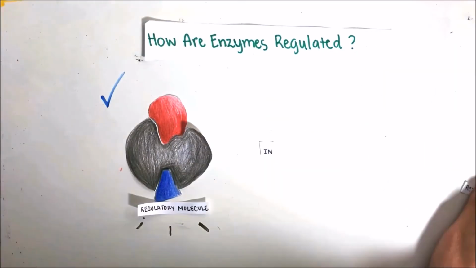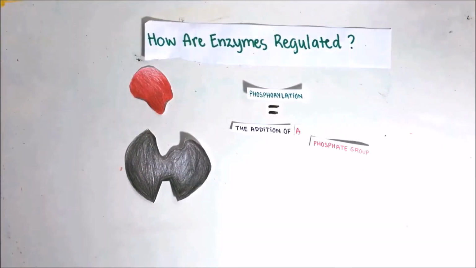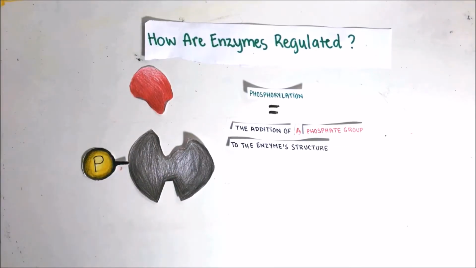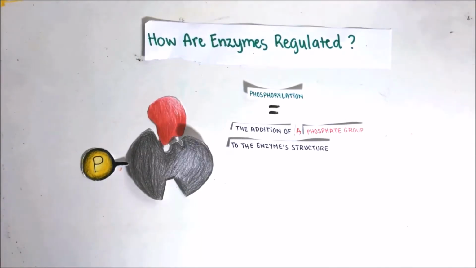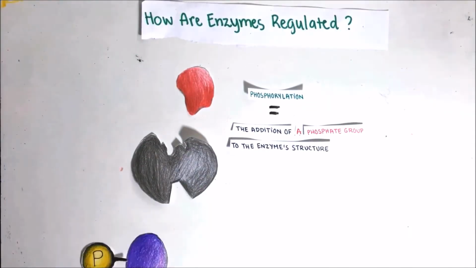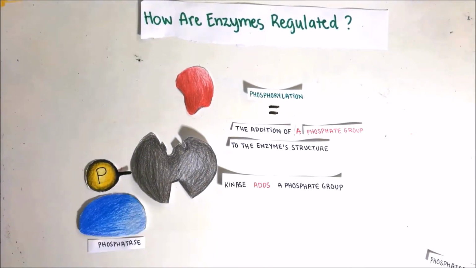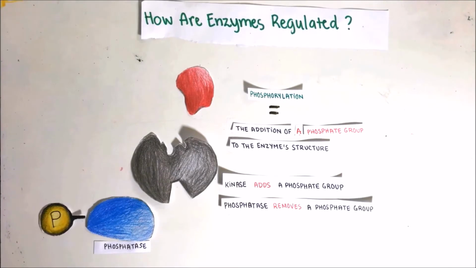In covalent modifications, the most common form is phosphorylation, or the addition of a phosphate group to the enzyme structure. This may activate or deactivate the function of the active site. Kinase is an enzyme that adds a phosphate group to the enzyme, and phosphatase is an enzyme that removes a phosphate group from an enzyme.